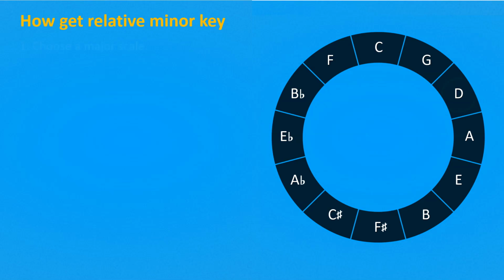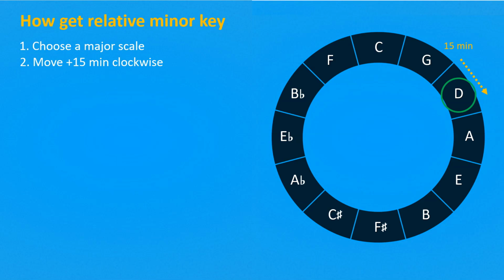Trick number 1. Major key and minor key. Let's see how to get the relative minor scale knowing the major scale. Choose the major scale, for instance D major. Move 15 minutes clockwise. The note you get refers to the relative minor scale, in our case B minor.